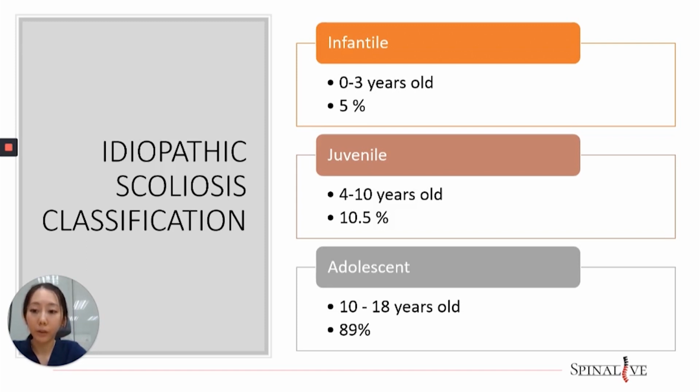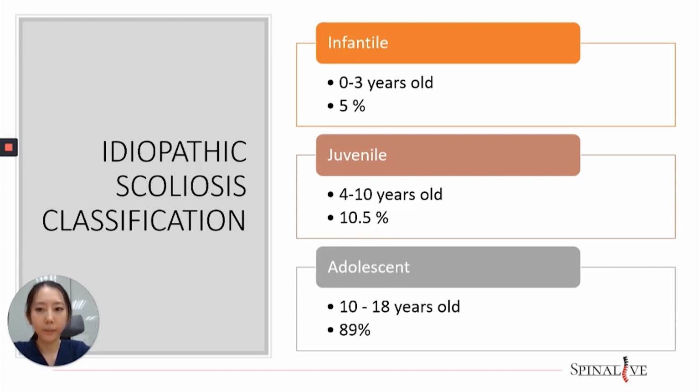For idiopathic scoliosis classification, there are 3 different categories: infantile, juvenile, and adolescent. The infantile age group would be anything from newborn baby to age 3, and it accounts for about 5% of idiopathic scoliosis. Juvenile would be 4 to 10 years of age, accounting for 10.5%, and adolescent is the one I look after most of the time, which is age 10 to 17 or 18, about 89% to 90% of the population.